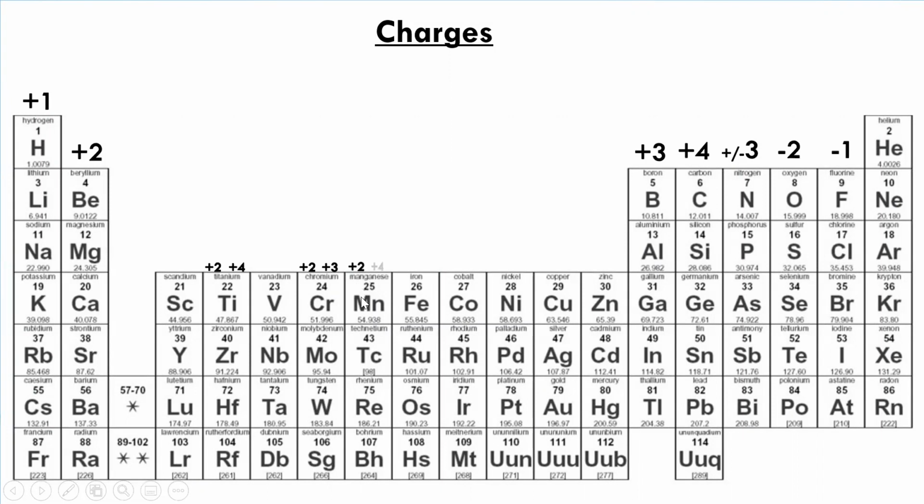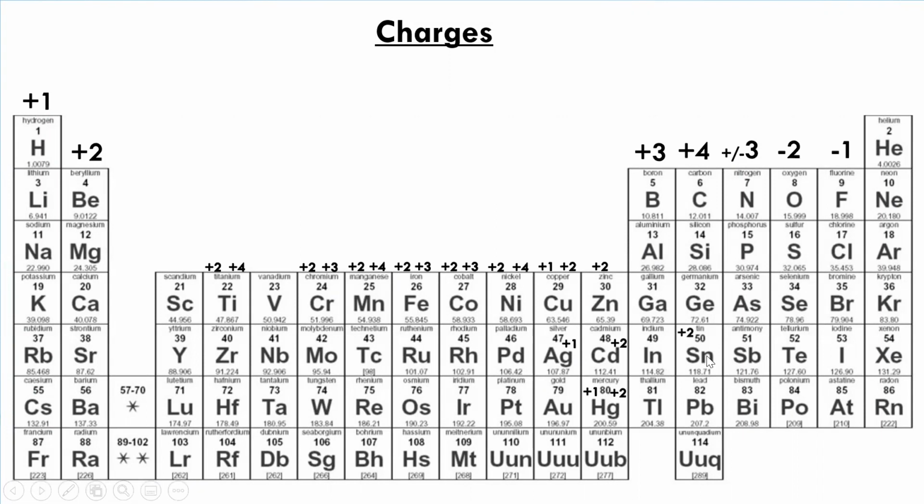Manganese, +2 or +4. Iron, +2 or +3. Cobalt, +2 or +3. Nickel, +2 or +4. Copper, +1 or +2. Zinc, we're just going to give it a +2. Going down to silver, +1. Going over to cadmium, +2. Going down to mercury, +1 or +2.